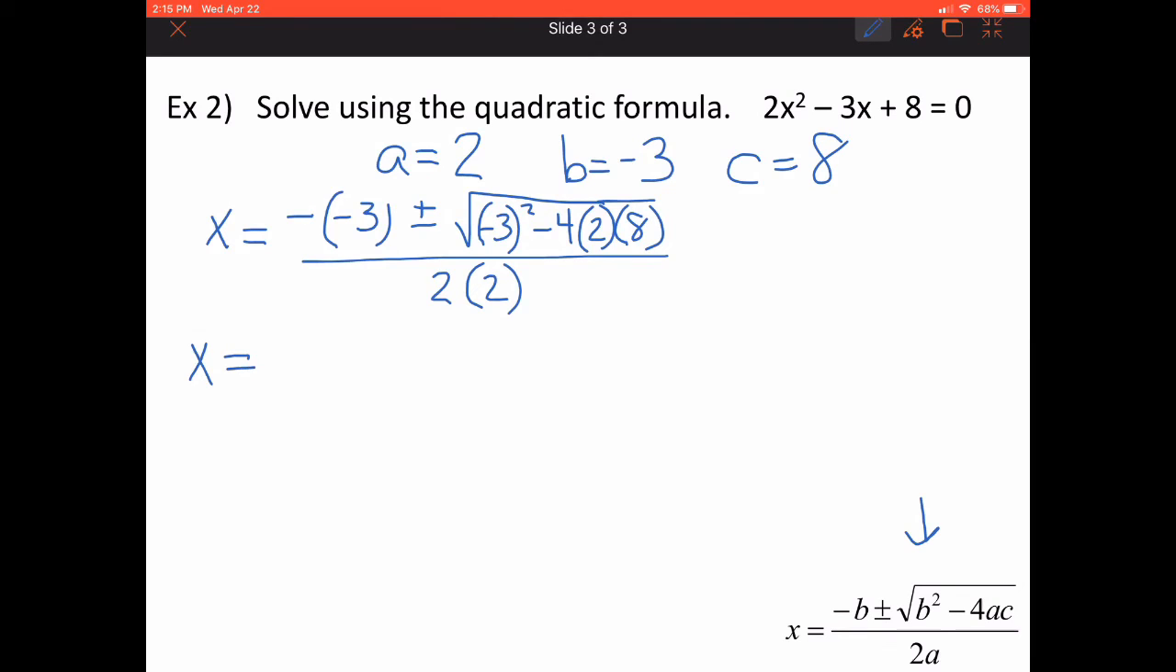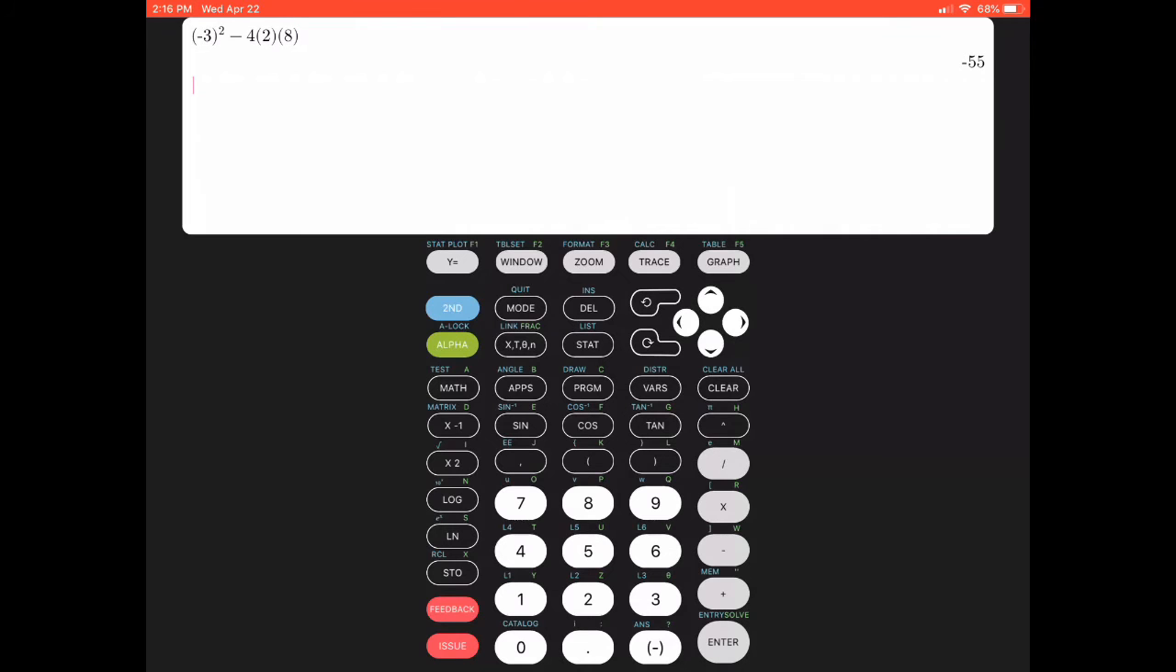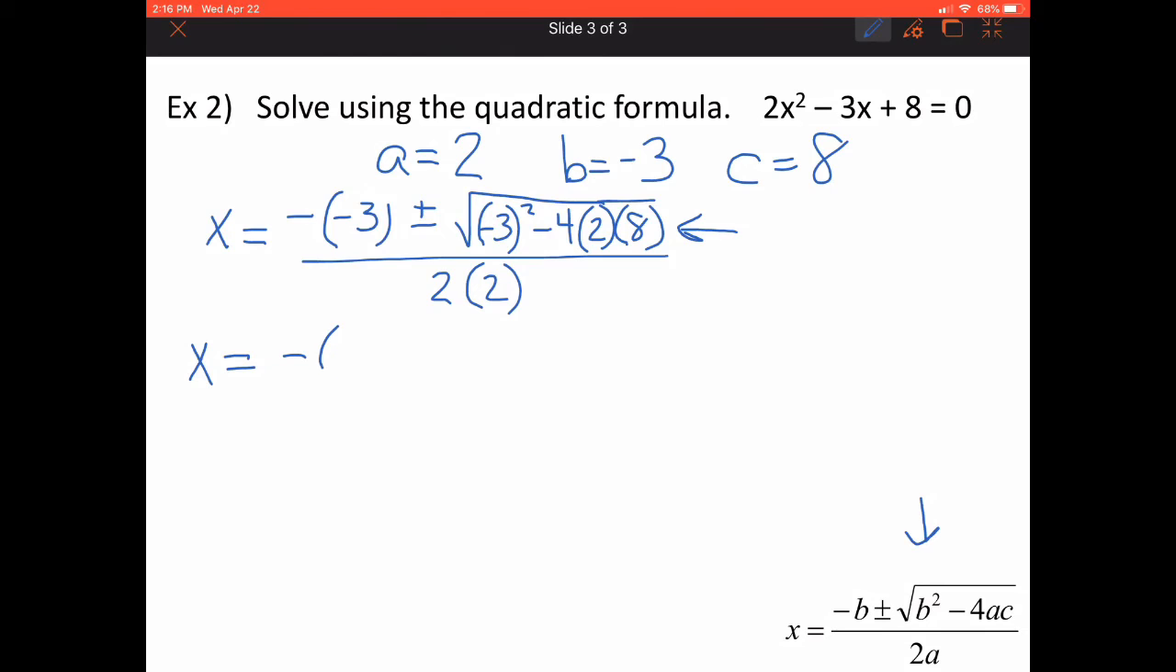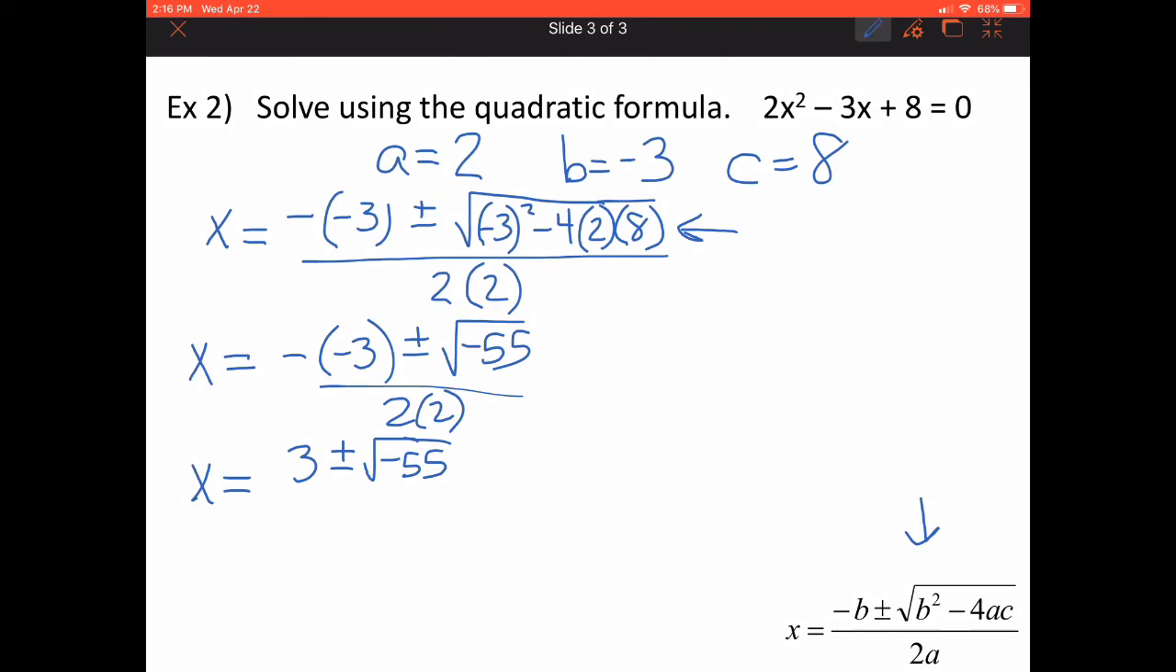All right, to get my next step, I like to do what's underneath the square root. Again, I think I said this before, it's called the discriminant. You'll learn more about that in Algebra 2. Okay, so I put in the discriminant, negative 3 squared minus 4 times 2 times 8, and I found that it was negative 55. So minus negative 3 plus or minus the square root of negative 55 over 2 times 2. x equals negative of negative 3 is positive 3 plus or minus the square root of negative 55 all over 4.